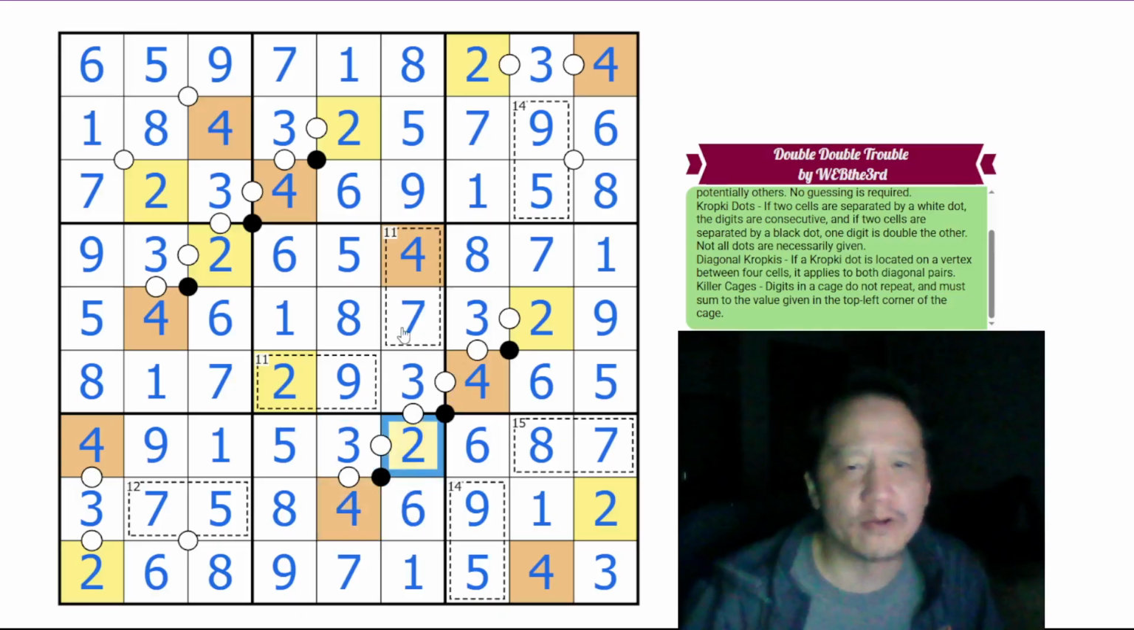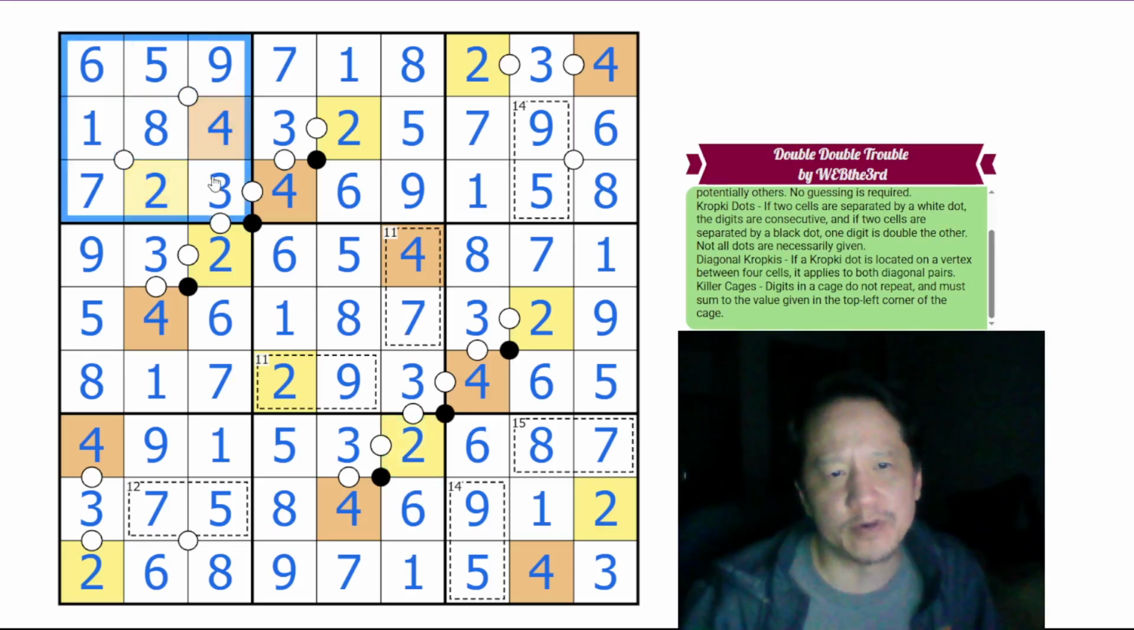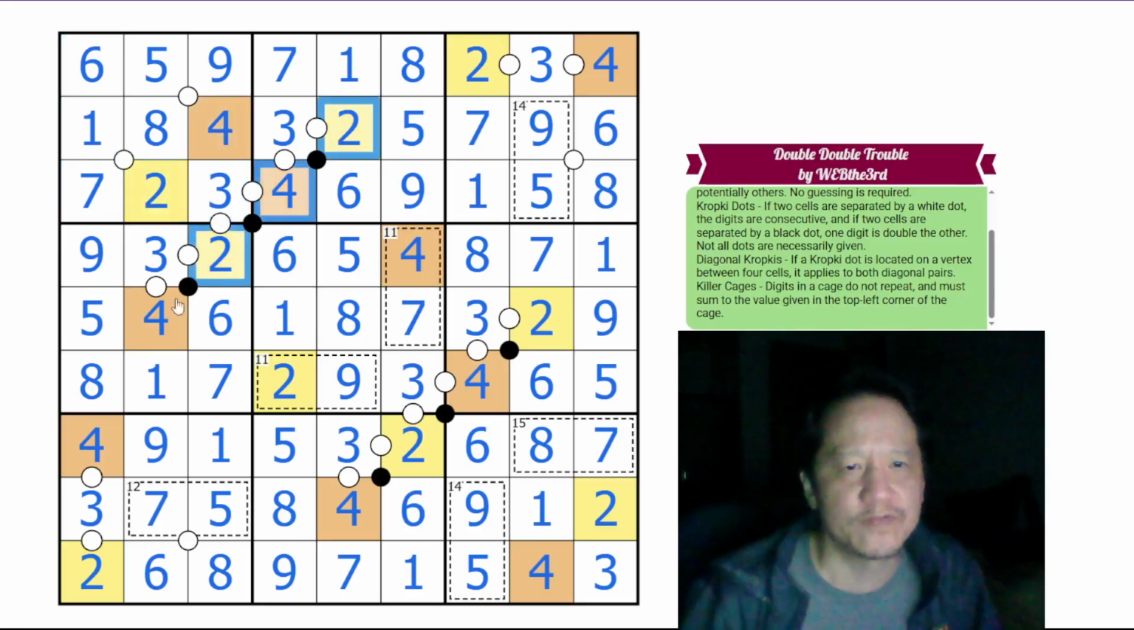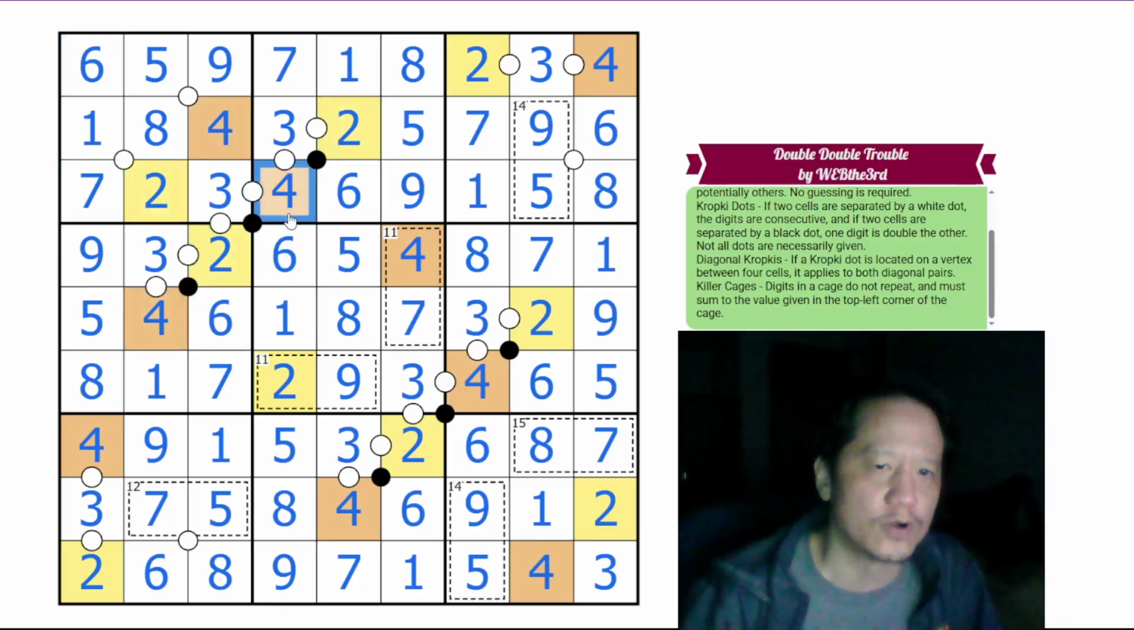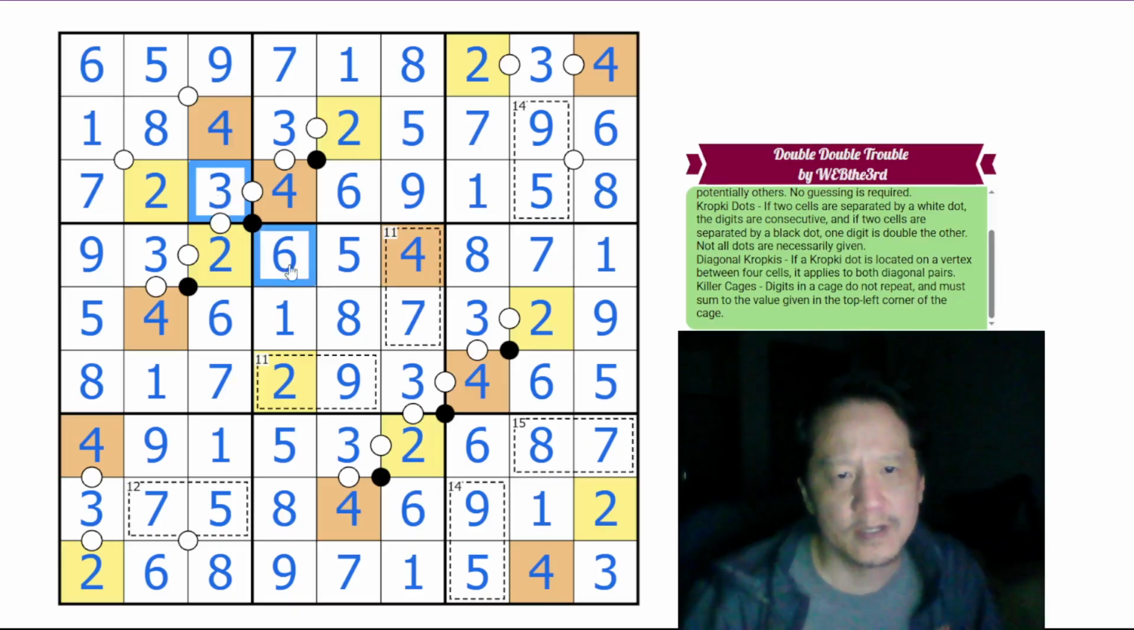Where was the hairy part? Guess it was trying to figure this part out here, right? This was fairly easy because it's 2 and 4. And then we already knew that you can't have 1 there, so it had to be 3 in between them.